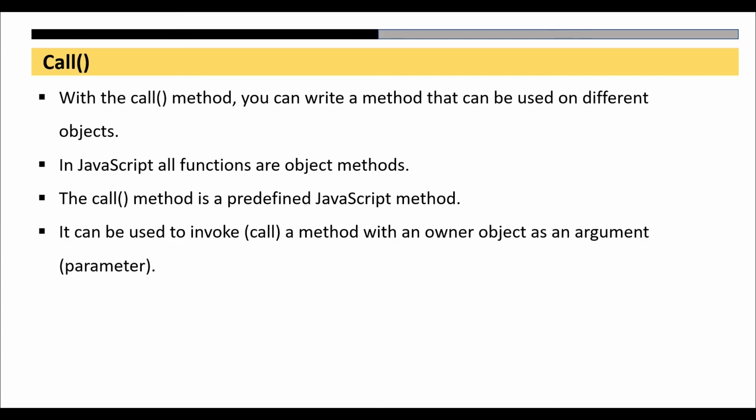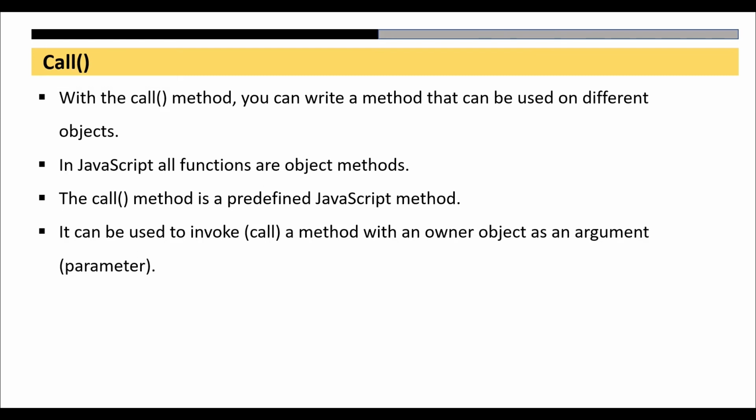We know in JavaScript, all functions are like object methods. For example, we have seen in BOM, window is the main global object. So even if I'm creating some method, that global method becomes a method of the window object. So basically all methods are object methods only. The call method is a predefined JavaScript method. It's already predefined, we already have it, and we can simply use it whenever we want. This call method can be used to invoke a method with an owner object as an argument.